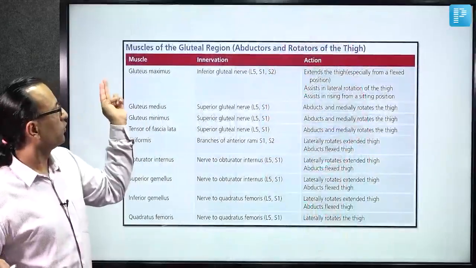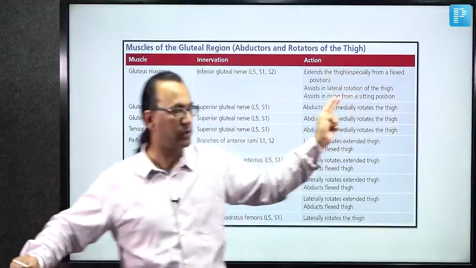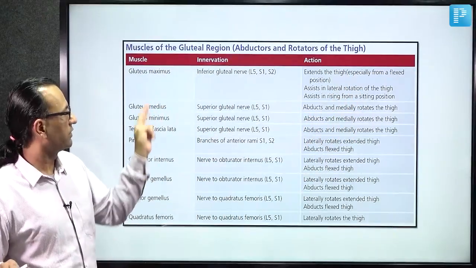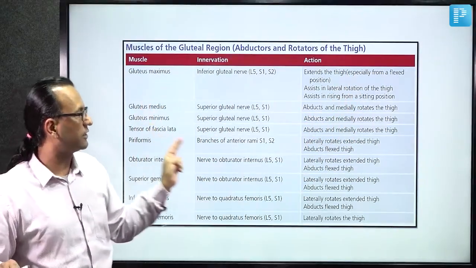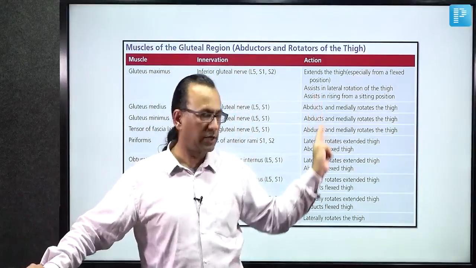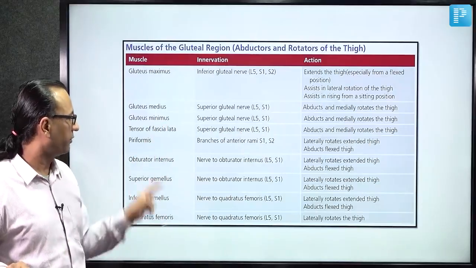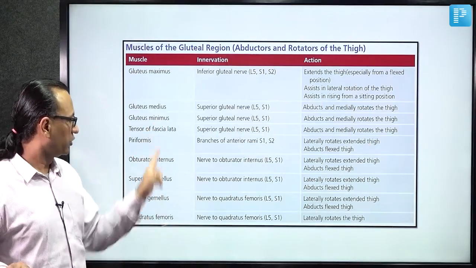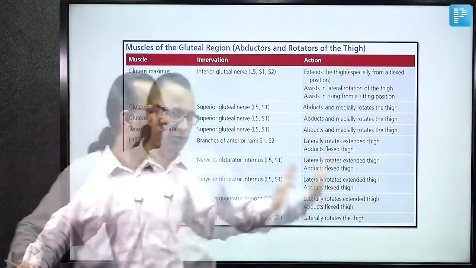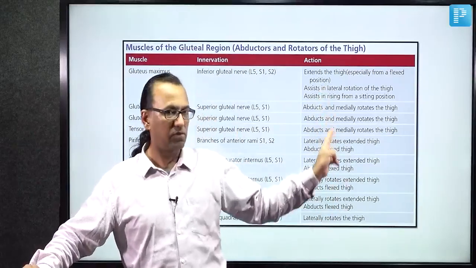And as you see, gluteus maximus, supplied by the inferior gluteal nerve, is for the extension at the hip joint, whereas these three muscles, the trio, gluteus medius, minimus, and tensor fascia lata, supplied by the superior gluteal nerve, root value L5 S1, will be the abductor and medial rotator at the hip joint. Otherwise, all the other muscles, piriformis, obturator internus and externus, or maybe superior and inferior gemellus, are all short lateral rotators at the hip joint, antagonizing the trio muscles there.